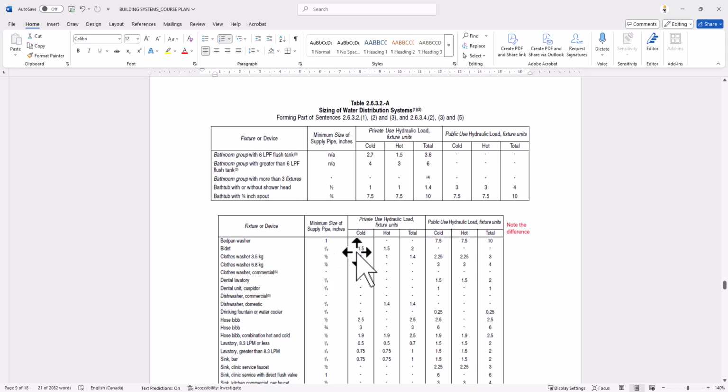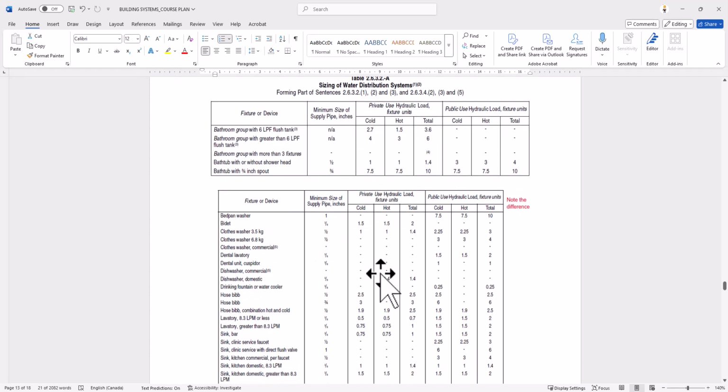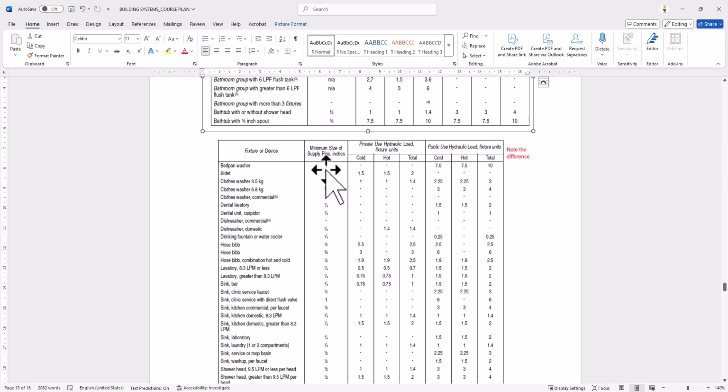So the first step that you're going to want to do is check out this table. What this has, not so much this first one, but this second one. This is the fixture units for, again, the delivery of the water system. On the left-hand side, this is the fixture itself. The next column is the supply pipe. This is telling you basically how big the inlet size is that's going to connect to the fixture itself.